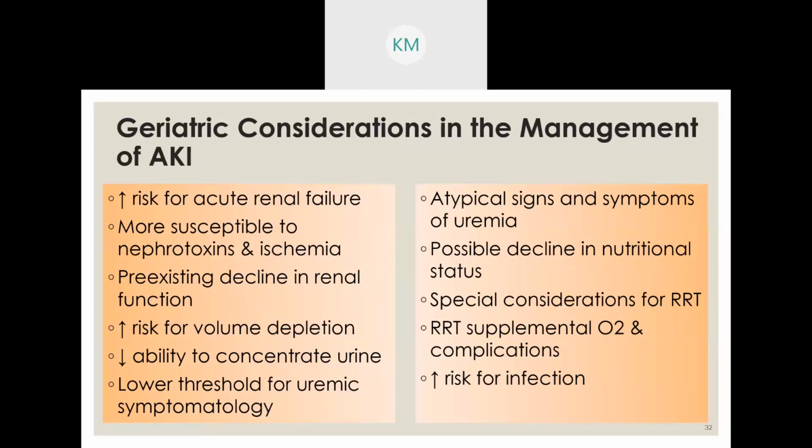Older adults may have poor nutritional status before AKI and require early and adequate nutrition. Renal replacement therapies may need to begin earlier because older individuals become symptomatic with lower creatinine and BUN levels. Supplemental O2 may be necessary at the start of dialysis, and monitoring for abnormal bleeding with systemic heparinization may be required. Immune system efficacy declines with age, which makes these individuals more susceptible to infection. So a lot of things going on there with the geriatric patient.